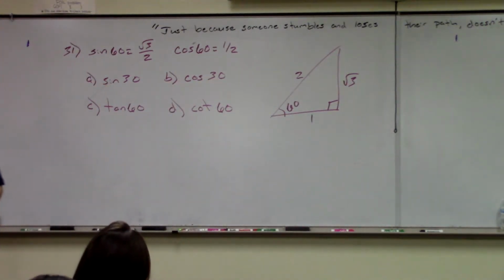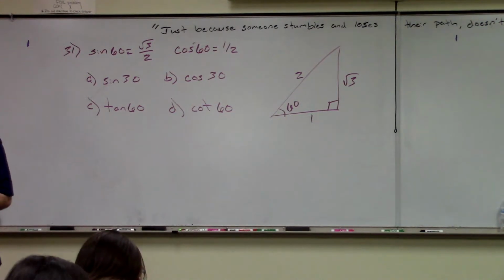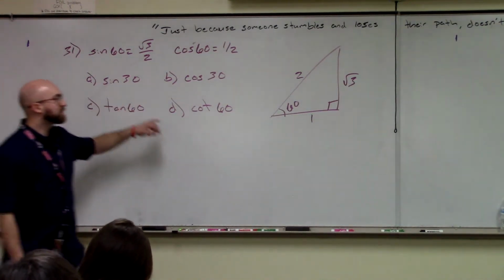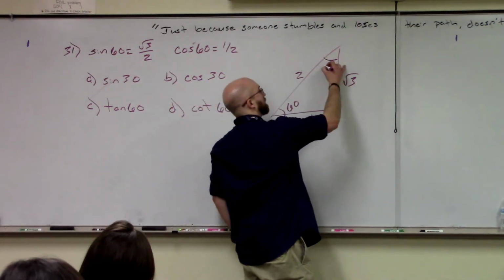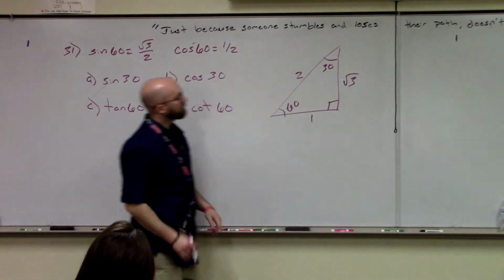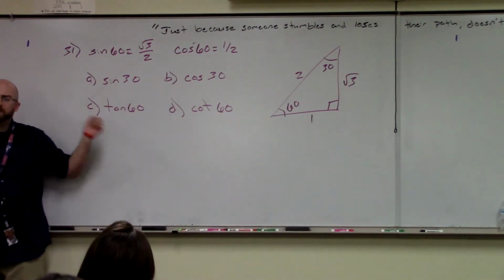From that, can you guys fill in the rest of your answers? Could you ideally get sine of 30 then? Because if this is 60, what does this have to be? 30. And then you can just do the ratios again, right?